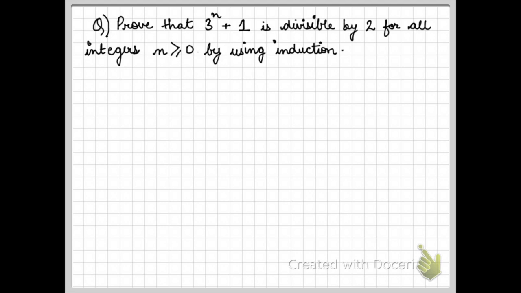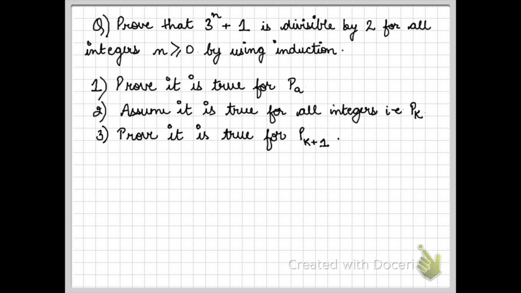For induction, there are 3 main steps you have to follow. Step number 1, you have to prove that it is true for P of A, where P is the proposition we have, which is this thing over here, and A is any integer. It is within the range of the condition given to us. In this case, we have n greater than or equal to 0.